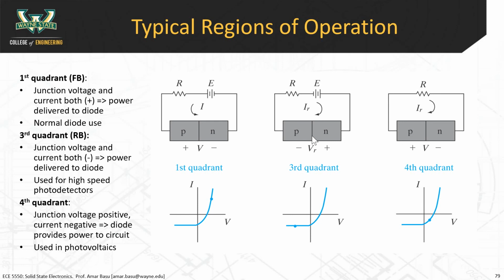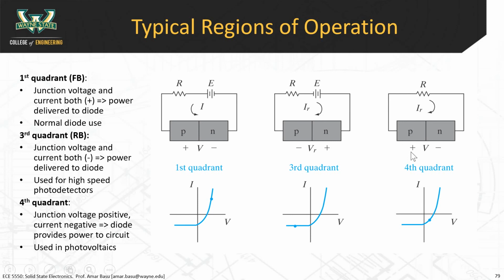High-speed optics. High-speed photodetectors, where you're rapidly changing the light levels. Do you remember what the application of that was? Fiber optics. Fiber optics were sending information at gigabits per second by blinking lights on and off. Fiber optics relies on third quadrant operation of photodiodes.